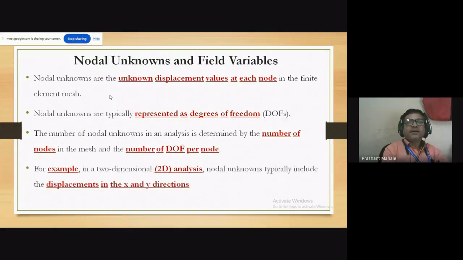For example, in 2D analysis, nodal unknowns typically include the displacement in x and y directions. But in 1D analysis, we have only one direction, and with 2 nodes, there will be 2. In this way, in detail, I will give that to you in equation form also. From that, it is easier to get how many nodal unknowns we have. So this is about nodal unknowns.